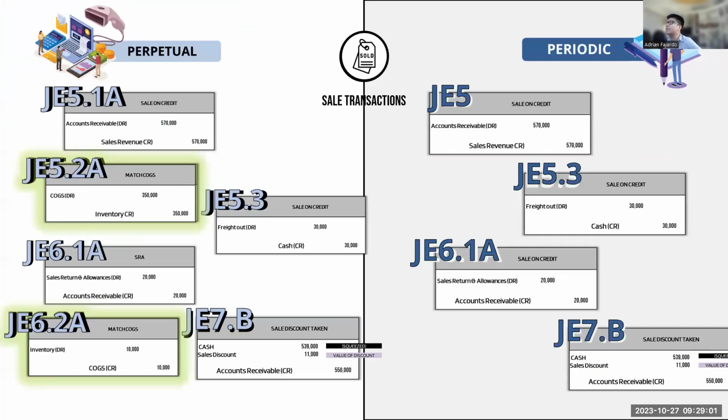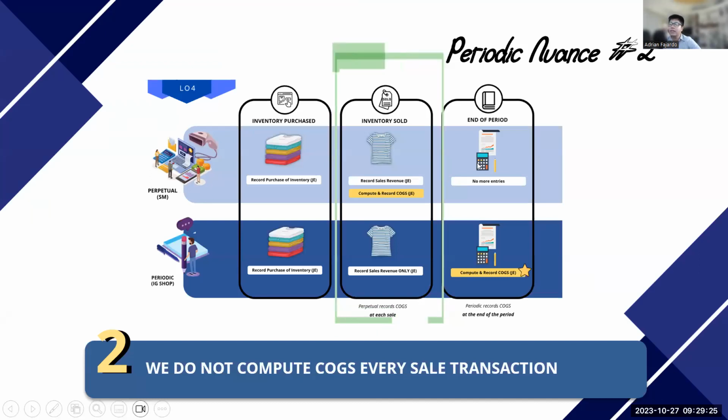So in that case, ano yung difference? The only difference between perpetual and periodic is sa perpetual, you always match COGS whenever you have a sale or a sales returns and allowance. So itong 5.2A and 6.2A. Pero sa periodic, we don't recognize any COGS. Yun lang yung difference. The rest are the same journal entries.